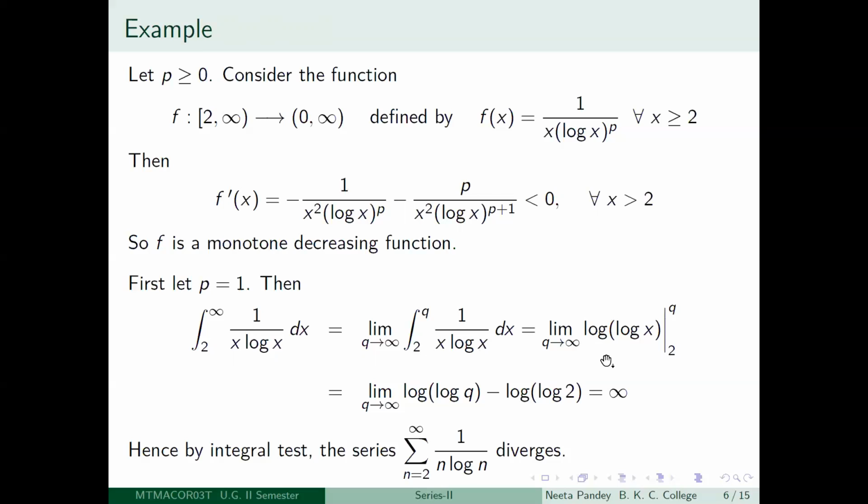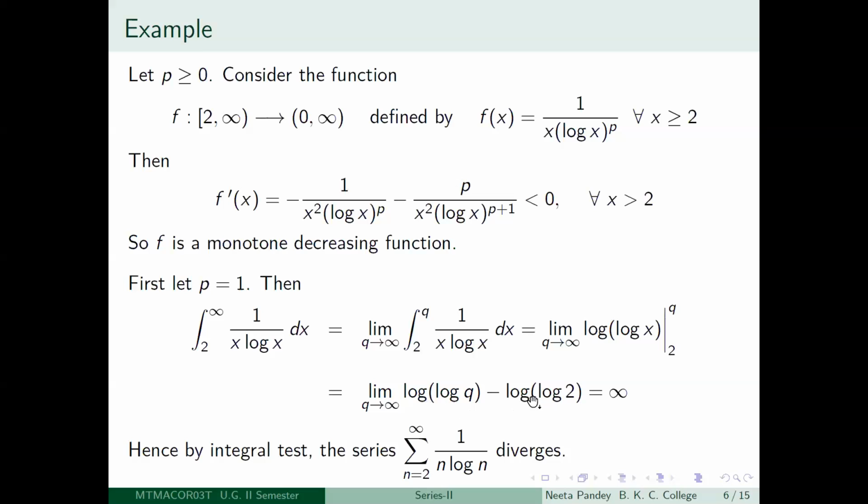So the integral is going to be, the indefinite integral is just log of log x, and the definite integral will be log of log q minus log of log 2, right? And then you have to take the limit as q tends to infinity to determine the value of this particular improper integral. So if you take q tends to infinity, then log q is tending to infinity, and therefore log of log q is tending to infinity, right?